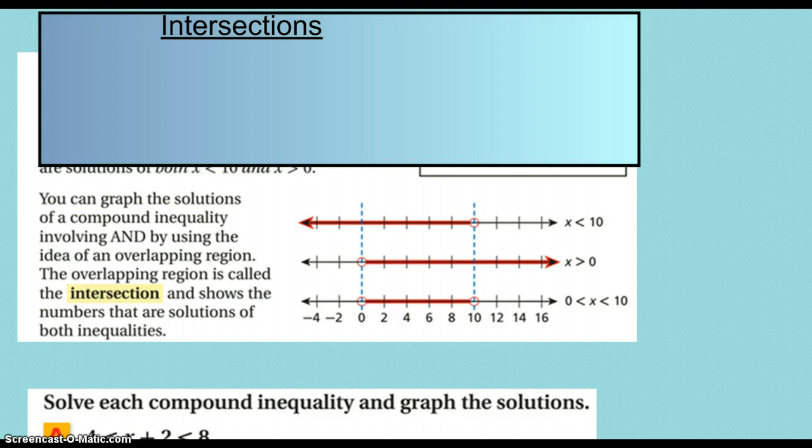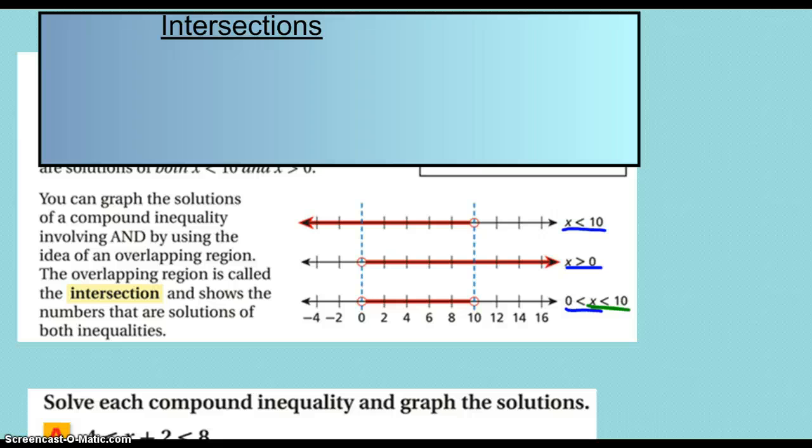So if we look at just the x is less than 10 graph, that is right here on the top. Anything less than 10 would be not including 10 and less. And then if we go to the second part, anything greater than 0, but not including 0. Well, we're going to look at where these overlap, and their solutions overlap right in here, okay? So together, if we combine them, we get this statement. X is greater than 0, and x is less than 10.